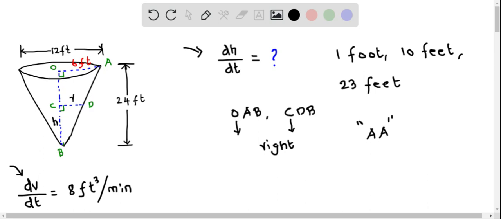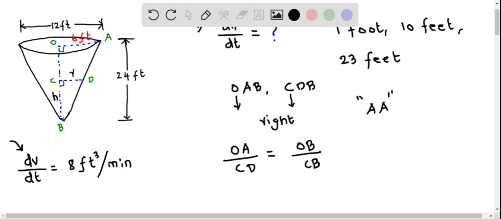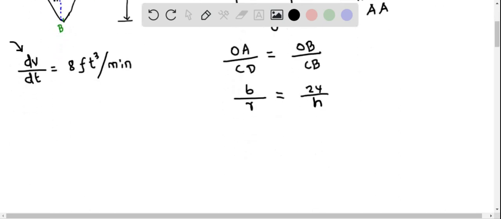That is, according to the angle similarity, these two triangles are similar, and this means the ratio of the corresponding sides are proportional. So we can write OA divided by CD equals OB, which is the height of the bigger triangle, divided by the height of the smaller triangle, CB. Now let's replace the values. OA equals 6, which is the radius of the bigger cone, and then CD represents the radius at a point in time, that is r, and this equals OB, the height. You can see that it is 24, and this divided by CB is h.